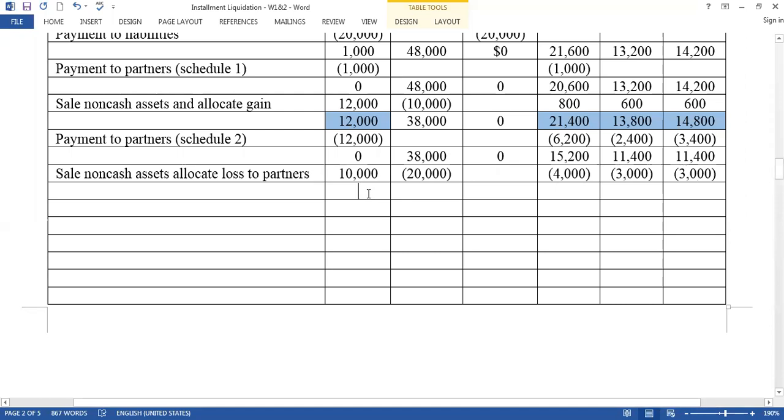After allocating the loss, our cash is $10,000. This is $28,000. 0. What is the balance? The balance is 11,200, then 8,400, and 8,400.